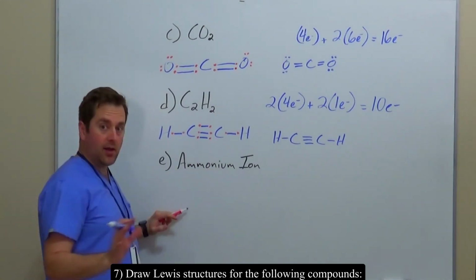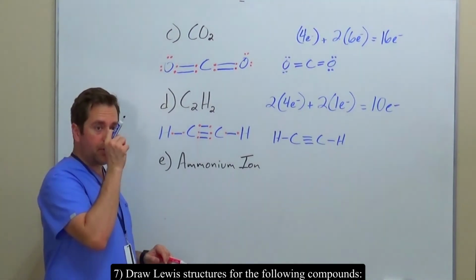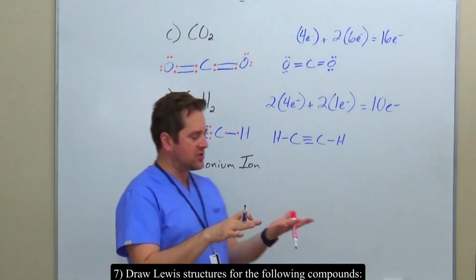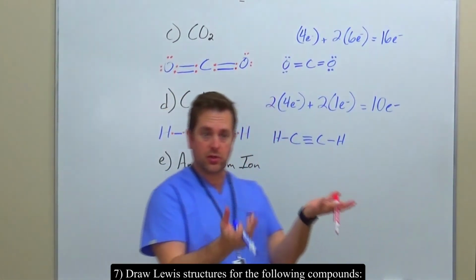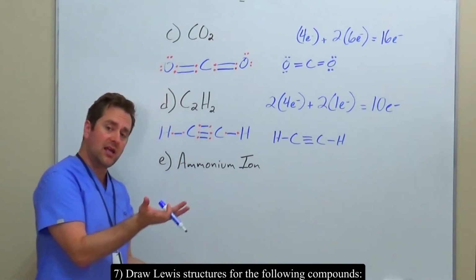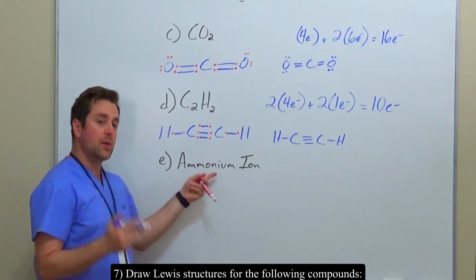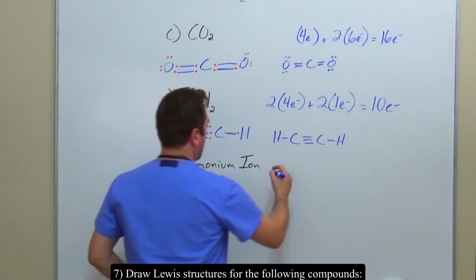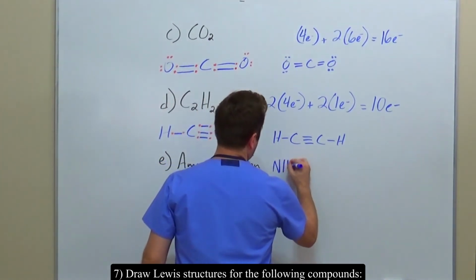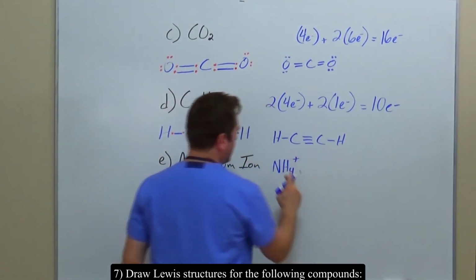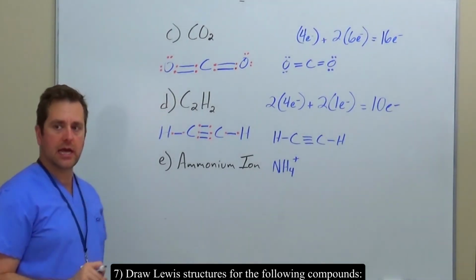Now we have an ion. We cannot lose sight of that. Remember, an ion is not going to have the same number of protons and electrons. It's either going to be positively charged or negatively charged. In this case, it's ammonium. And you'll recall, ammonium is NH4 with a positive 1 charge. So we can't lose sight of that.